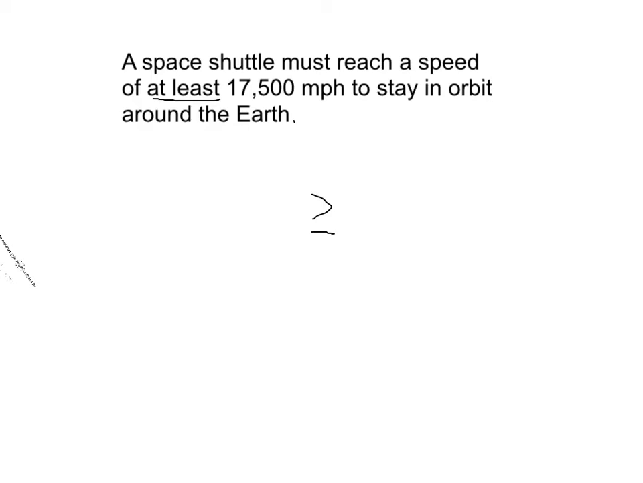And then I've got a number, 17,500, that's got to be in my inequality someplace. And then we have a variable. We're talking about speed here. So for this problem, we have that speed has to be at least 17,500 miles per hour in order for that space shuttle to stay in orbit. So I'm going to use S for speed, and I'm going to fill in my value with 17,500. So this becomes my inequality for this situation. The speed has got to be at least 17,500.